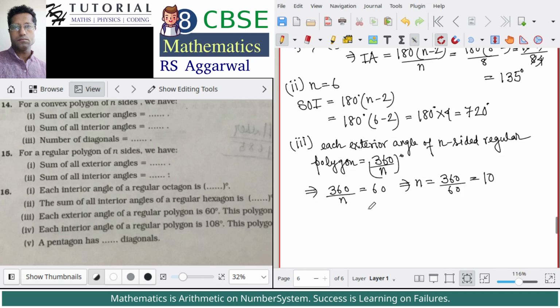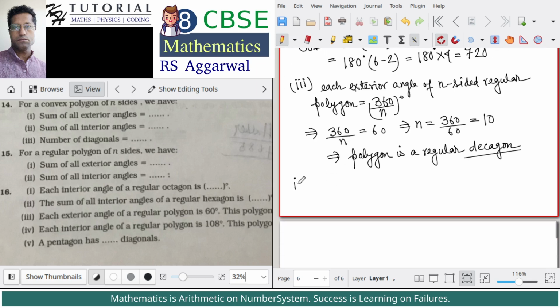So, n is 10. So, this means the polygon is a regular decagon. A polygon having 10 sides is known as a decagon. Deca means 10. Okay.